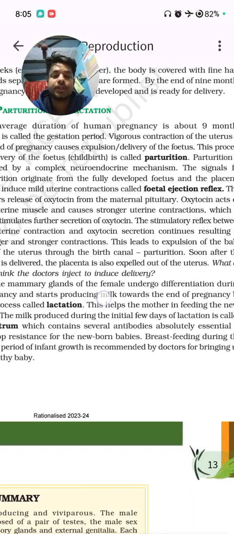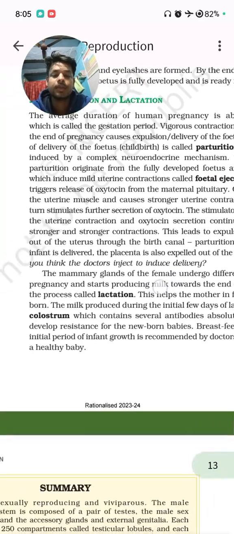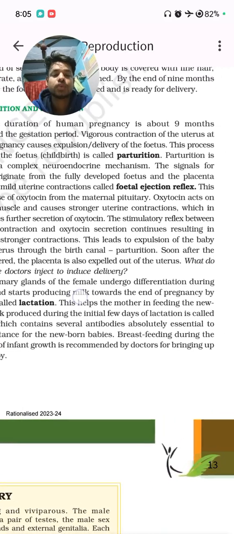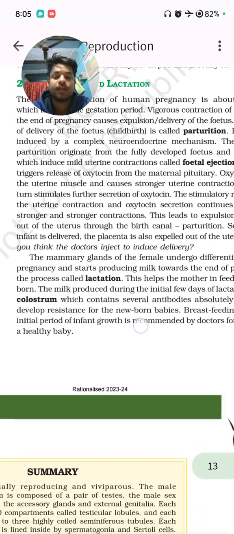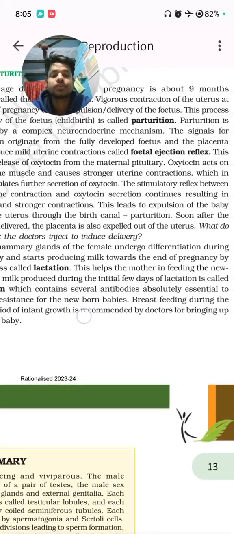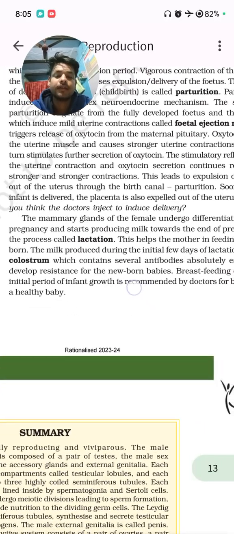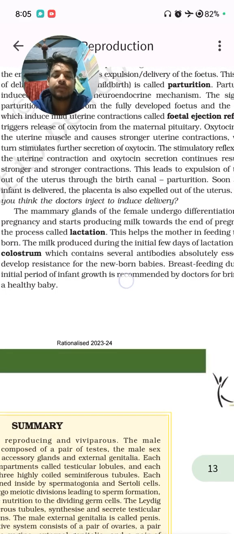This leads to expulsion of the baby out of the uterus through the birth canal. Soon after the infant is delivered, the placenta is also expelled from the uterus. What do you think? Can a doctor intervene to induce delivery?